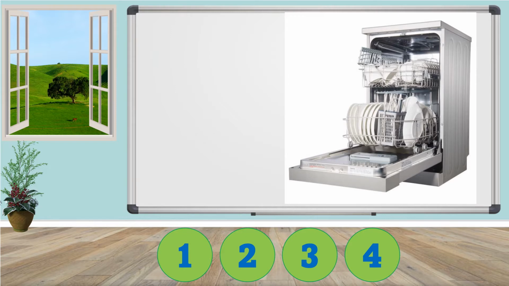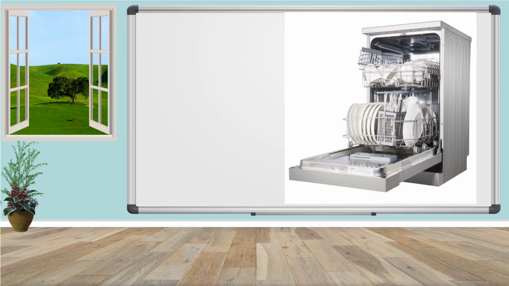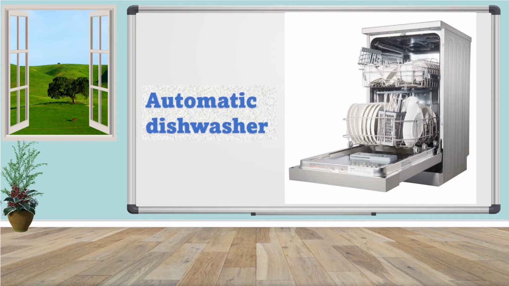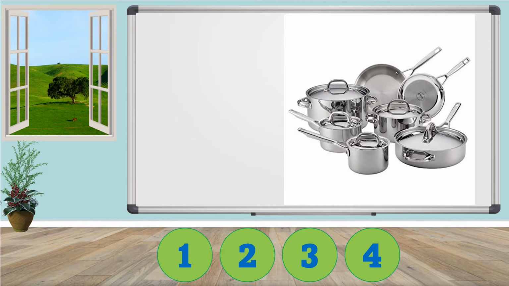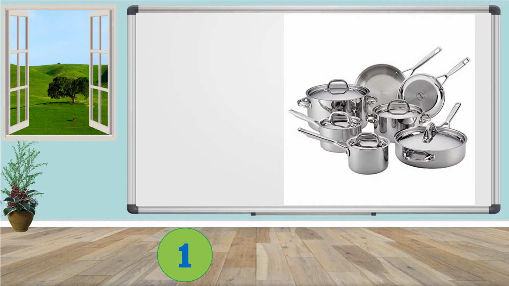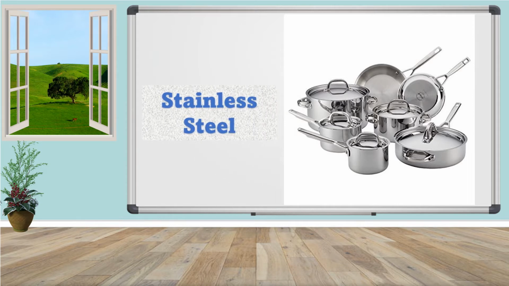It is an equipment that automatically cleans kitchen items such as spoon, fork, cups, and plates. If your answer is automatic dishwasher, you are correct. This is the most popular material used for kitchen tools and equipment but considered more expensive. If your answer is stainless steel, you are correct.